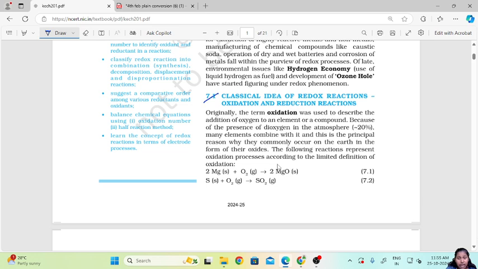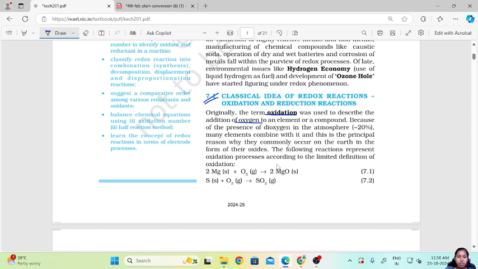or basic idea of redox reaction. Now what are oxidation and reduction reactions? Originally, the term oxidation was used to describe the addition of oxygen to an element or a compound. So initially, this term was used to define addition of oxygen. Whenever there is an addition of oxygen, it is said to be oxidation.